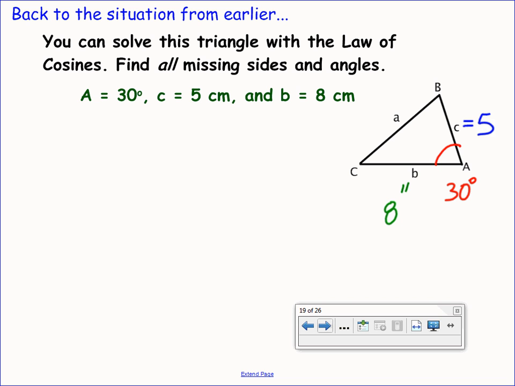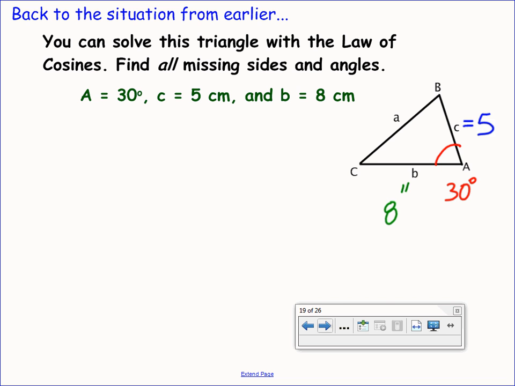Do I have an opposite side angle pair? No. Can I use law of sines? No. But I can use my new tool, law of cosines, so long as I set up the equation that has the opposite side angle pair. Which angle do I know something about? A, B, or C? Chrissy? Which angle do I know?